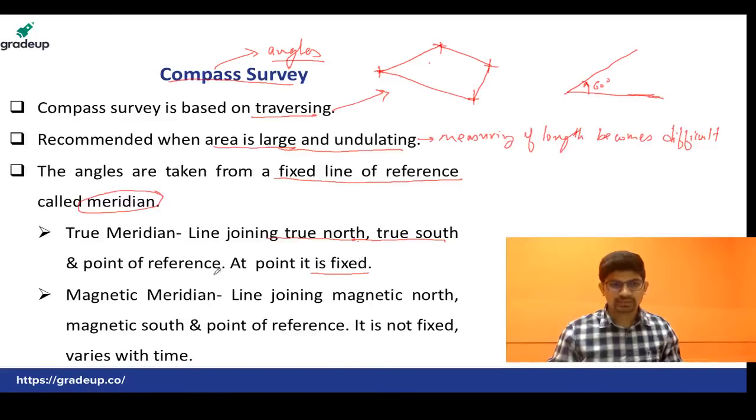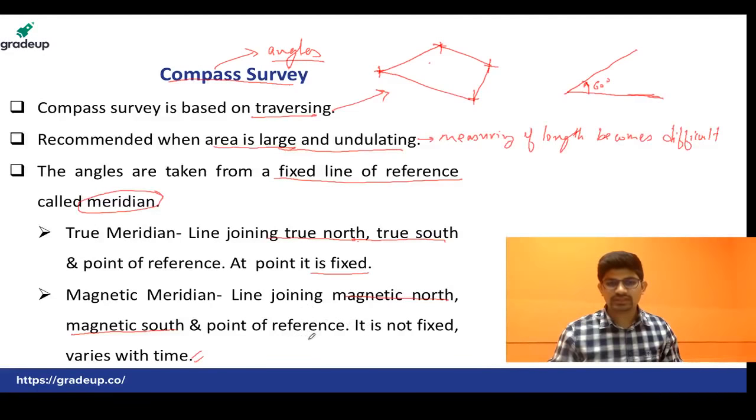It is fixed. However, if I come to the magnetic meridian, which is the second kind of meridian, it is the line joining magnetic north, magnetic south and the point of reference. It is not fixed, it varies with time. So magnetic meridian changes from place to place.